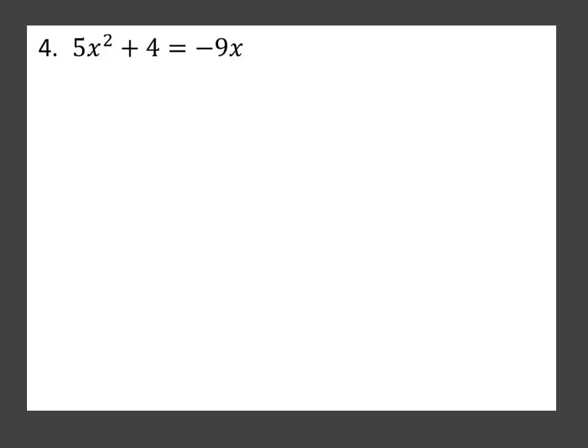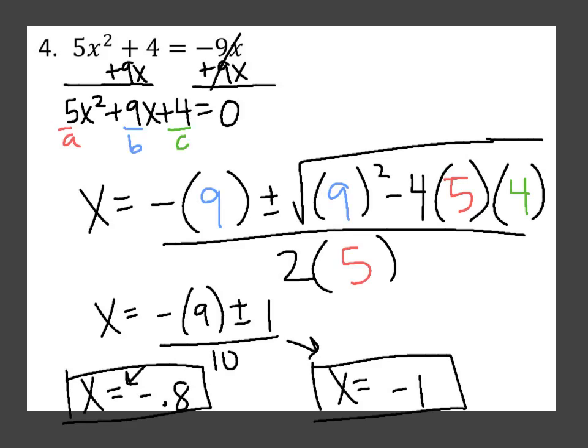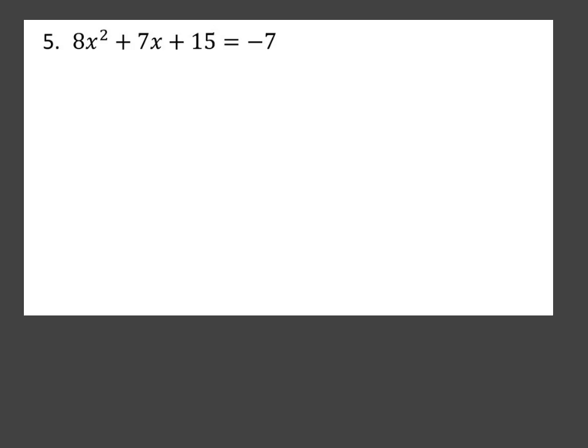Now try question 4. Restart the video once you're ready to check your answer. Let's look at question number 5 together. First, I have to make sure that my equation says equals 0. So I'm going to add 7 to each side to cancel this out and make it equal 0.